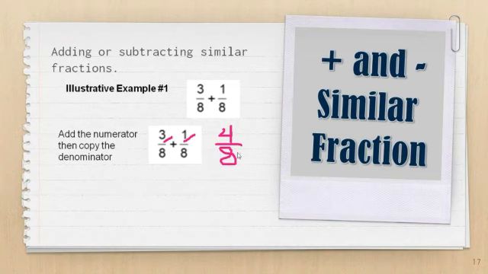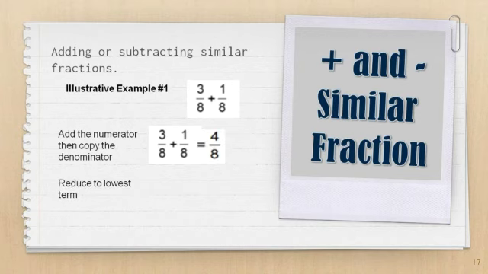Hindi natin i-add yung 8 plus 8 ha. Just copy kapag pareho. So, we have 4 over 8. So, yan na ba yung final answer? Not yet. We can still reduce 4 over 8 to lowest term.